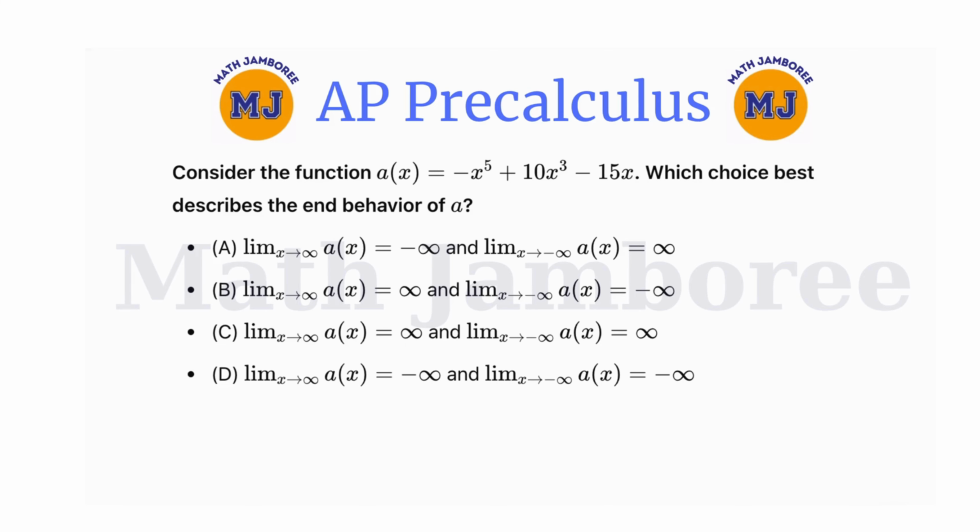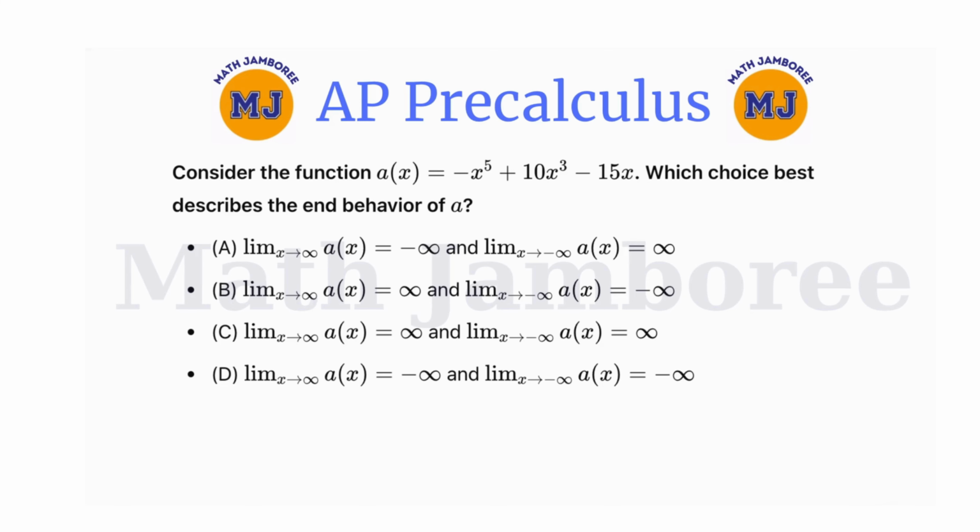In this video, we have an AP Precalculus type of question from the topic of polynomial functions and end behavior. Let's solve it together. Consider the function a of x equals negative x to the power of 5 plus 10x cubed minus 15x. Which choice best describes the end behavior of a?